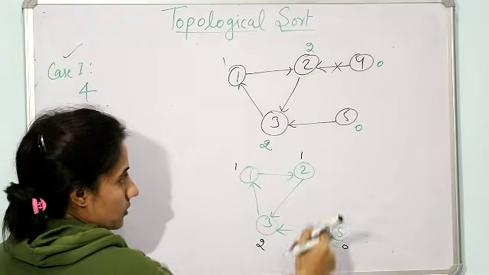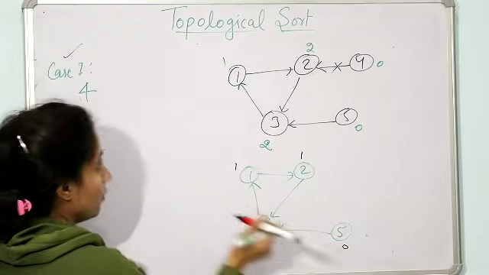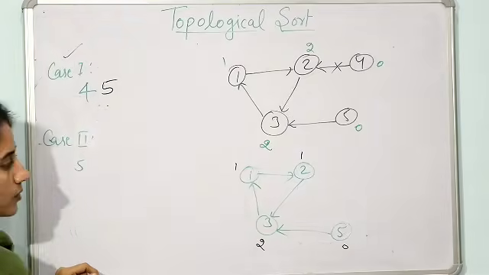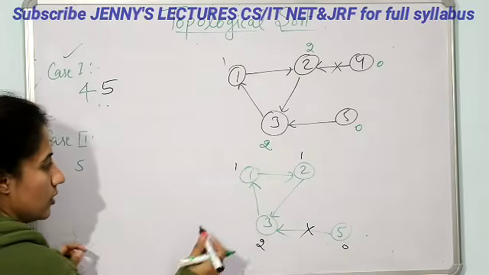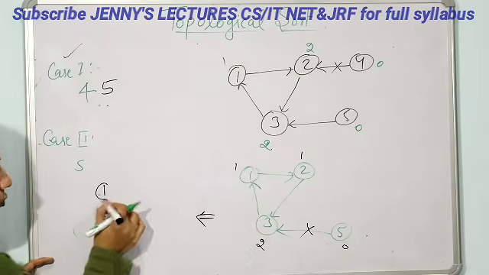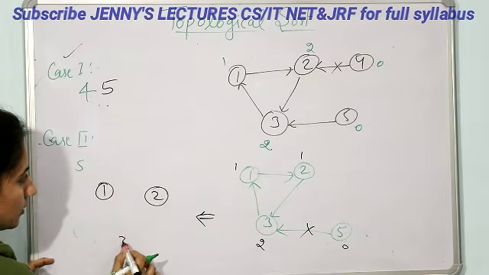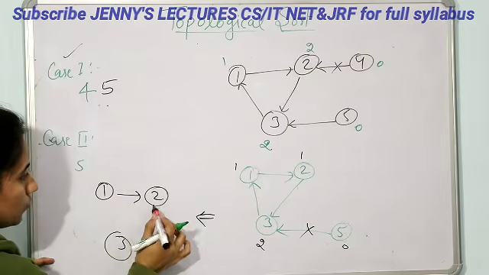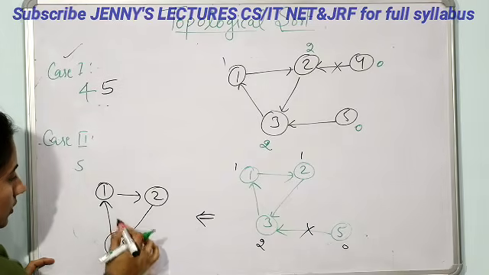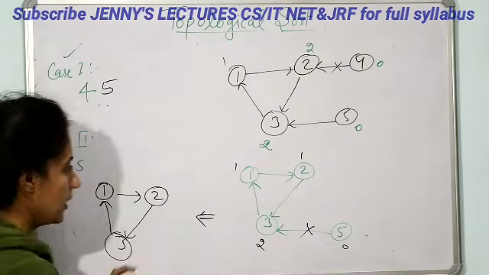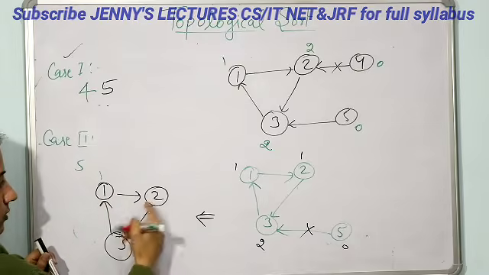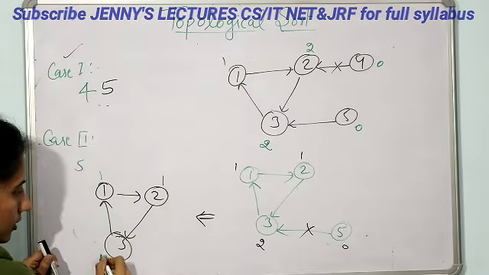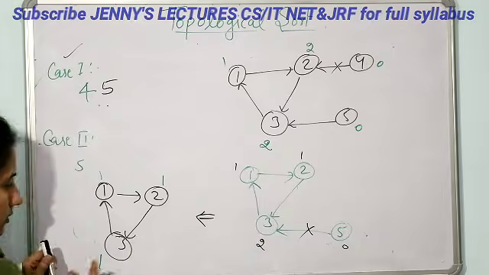Now again select a vertex having in degree 0. We have 5, suppose we have taken this 5. Now delete this 5 and this edge. Now the graph would be 1, 2 and 3, this one and this one. Now 5 has been deleted. Now update the in degree of every vertex: 1, 1 and still 2, 1 deleted, minus 1.